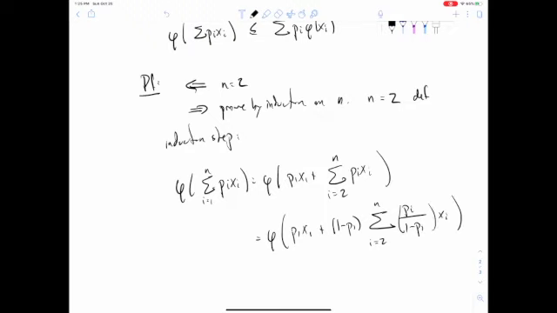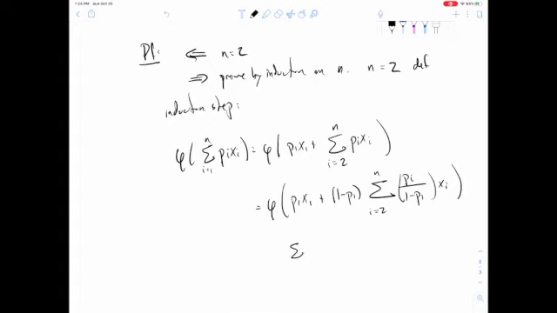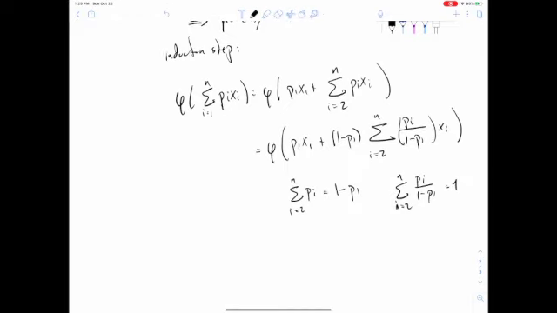Okay. Now, the nice thing about doing that is you notice that if I take the sum from i equals 2 to n of the pi, what do I get? I actually get 1 minus p1, because the sum of all the pi's is 1, right? So if I looked at the sum of the pi's over 1 minus p1, i equals 2 to n, then this is actually equal to 1. Okay. That'll come up in a moment.